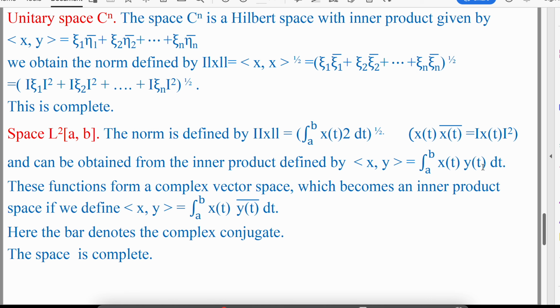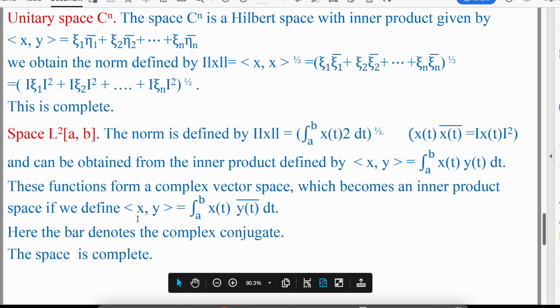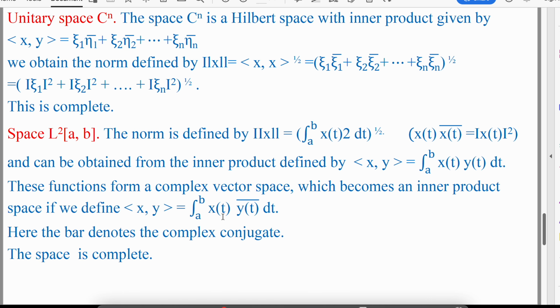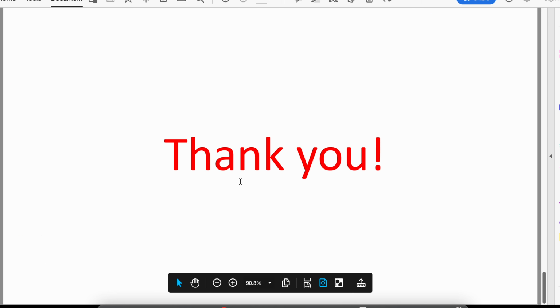These functions form a complex vector space which becomes an inner product space if we define the inner product of x with y as the integration of x(t) y(t) bar with respect to t within the limits a to b. Here bar denotes the complex conjugate. This space is also complete. Thank you.